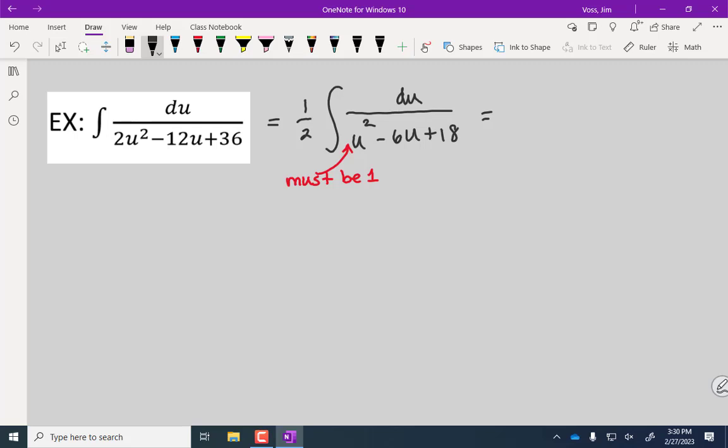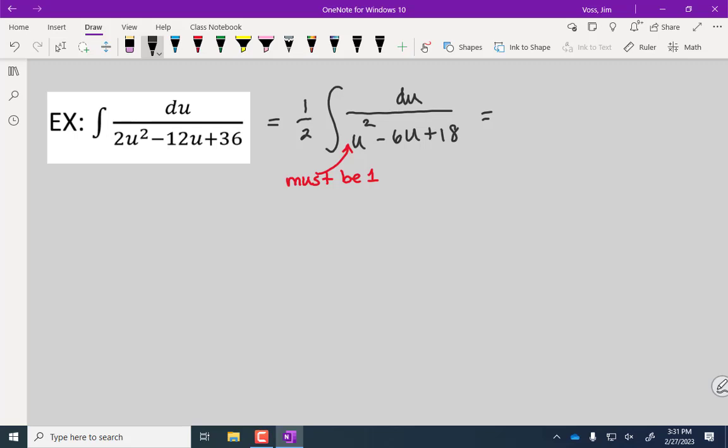Complete the square: u minus 3 squared. I forgot to say I actually pulled it out. It's down there, though I don't know if it's right. So now that's factorable, u minus 3. Is it inverse tan? I believe so. If you call it 1 9, that's going to be 9 there.